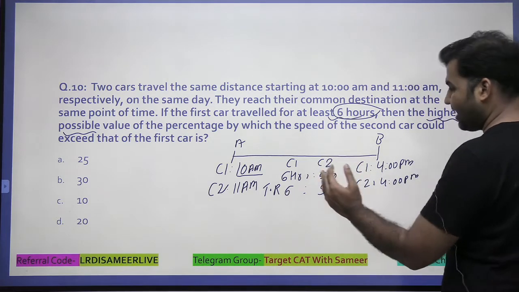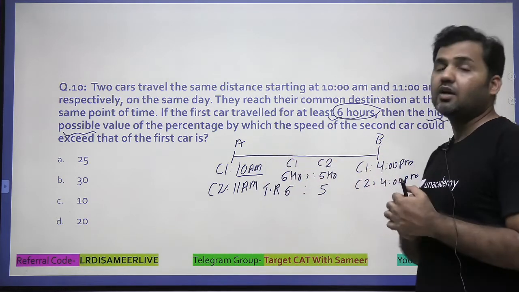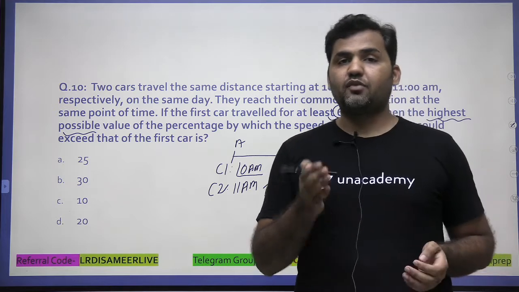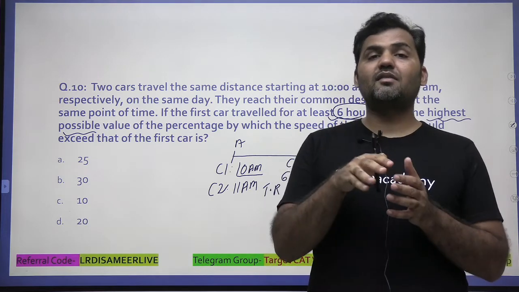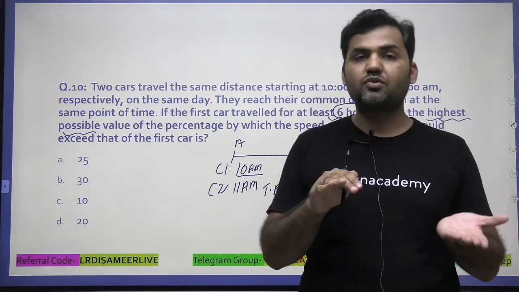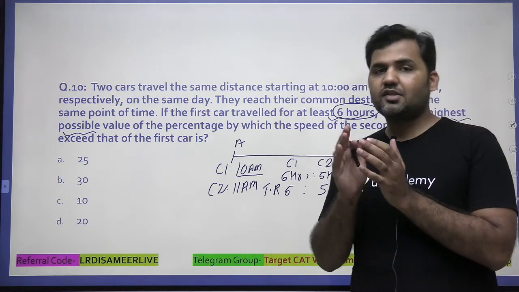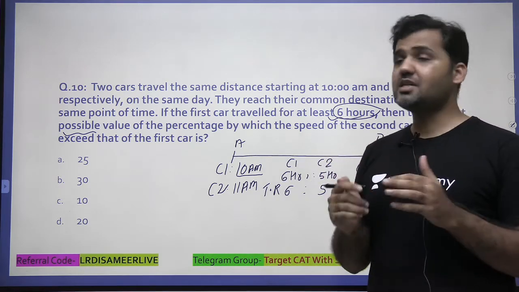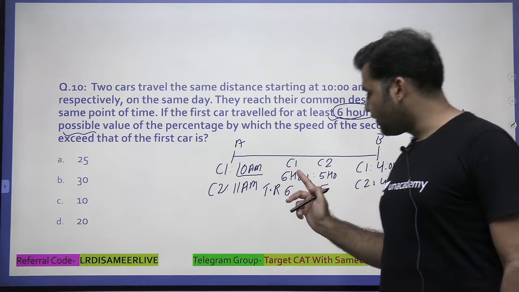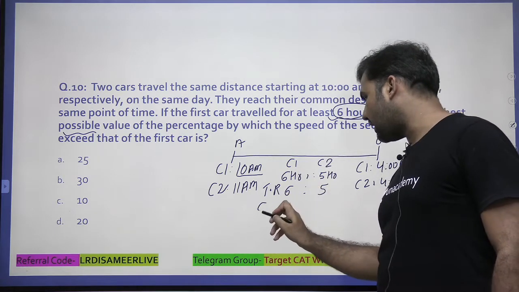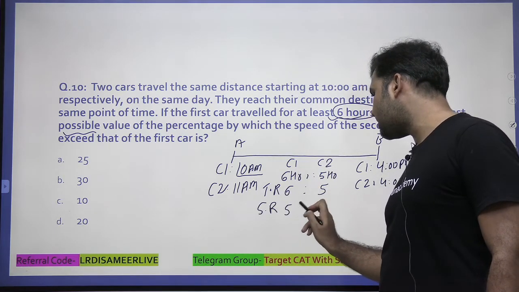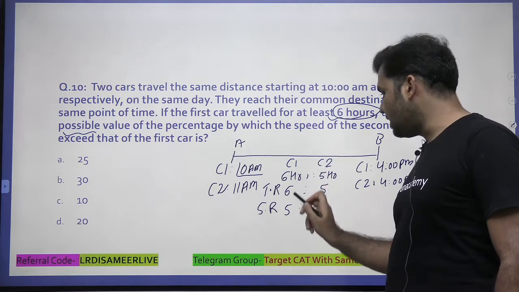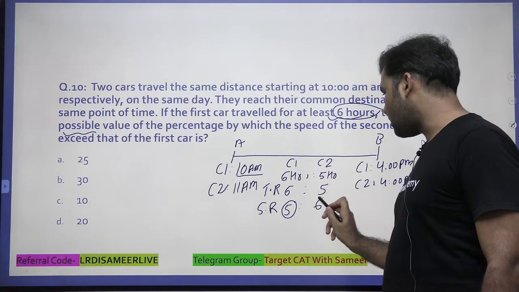Because the distance is constant, if you want to travel a particular distance in less time, you have to increase the speed. So when distance is constant, time and speed are inversely proportional to each other. So if the time ratio is 6:5, can I say the speed ratio would be 5:6? That means if the speed of car 1 is 5, the speed of car 2 would be 6.